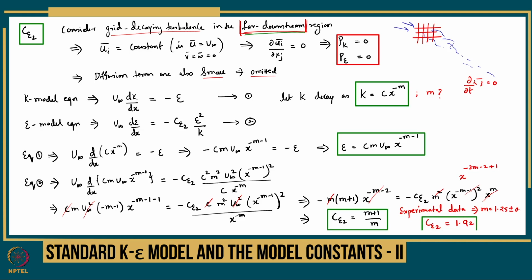So this is another model constant. If you have used standard K epsilon somewhere, you would have seen this value. C mu is 0.09, C epsilon 2 is 1.92. This is how we have achieved 2. We will see in the next class how the other 3 constants come out to be.